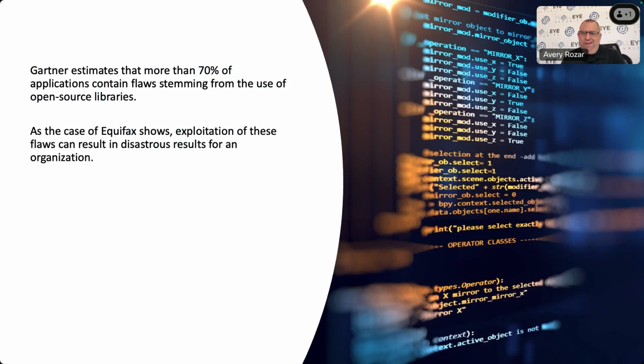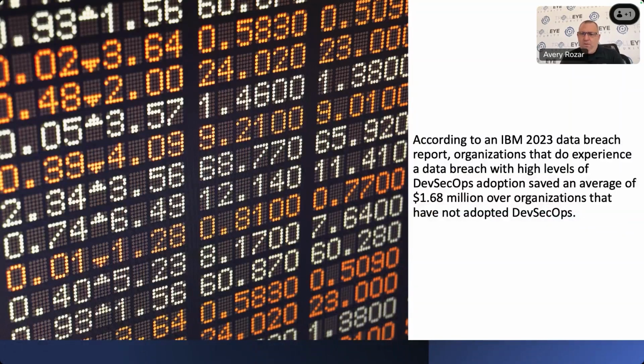So Gartner estimates that 70% of applications contain flaws that stem from the use of open source libraries. I'm sure you guys remember Equifax. Exploiting these flaws in open source libraries is a recipe for disaster at most organizations. So organizations that have adopted high levels of DevSecOps typically save an average of about $1.6 million over organizations that have not adopted DevSecOps during the course of a data breach.